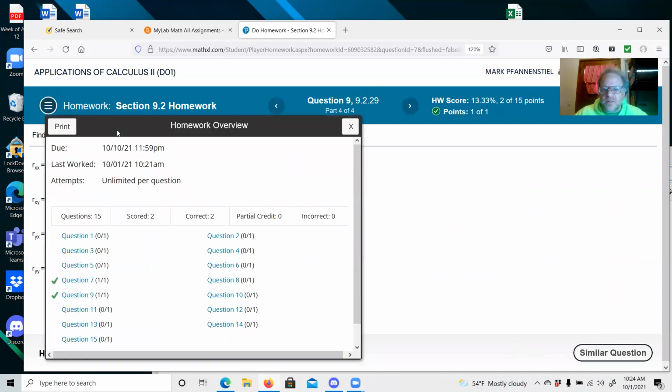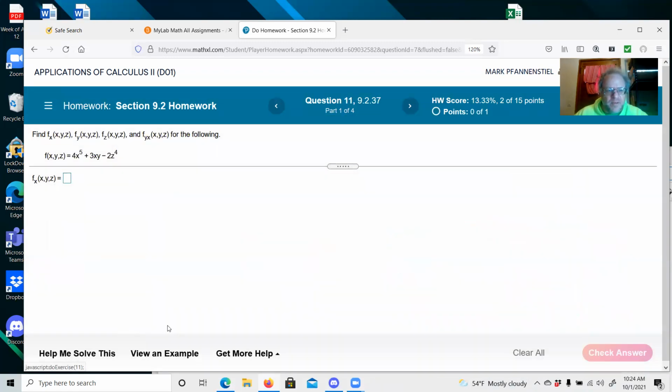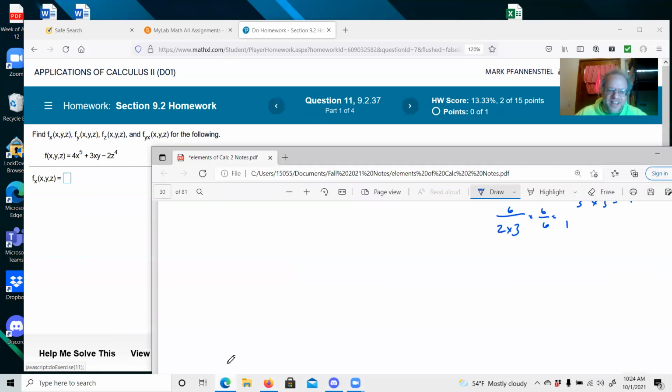Which number was this? This was question 9. So let's look at 11. Timer up. I'm sorry, I did not do that. Oh, let's see here. Oh, this one looks delightful. I'm so sorry.